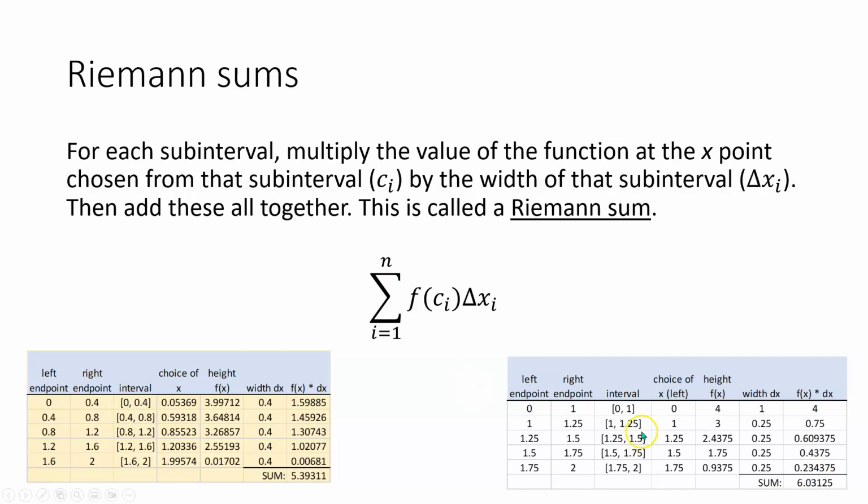They are examples of, we partitioned the interval from 0 to 2 up into subintervals. We chose an x from each subinterval to plug into the function 4 minus x squared. And then we multiplied that value times the width of that subinterval and added all those together. So that's what we call a Riemann sum.